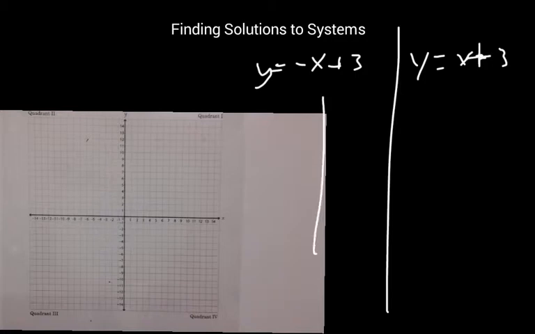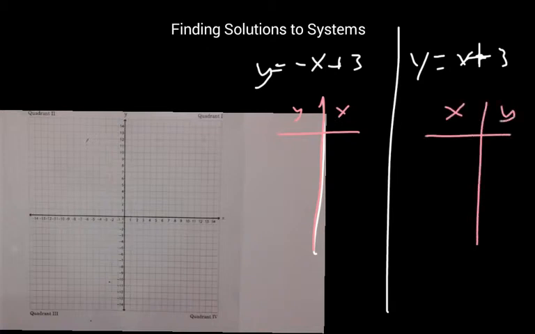So we make an xy chart. We'll change colors here so it shows up a little bit better. And we'll do an xy chart for the other equation too. So this is the first step: do an xy chart for both of them. And we like to use 0 to start off with. If x is 0, y is 3. If x is 1, now remember this is going to be the opposite of 1 plus 3, so that gives us 2. And here if x is 2, it would actually be the opposite of 2 plus 3, so that gives us 1.